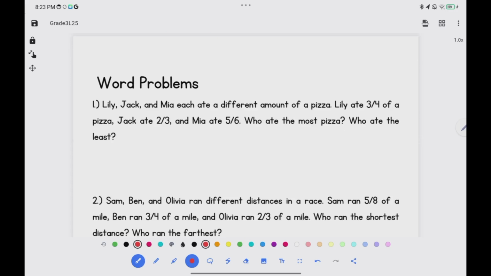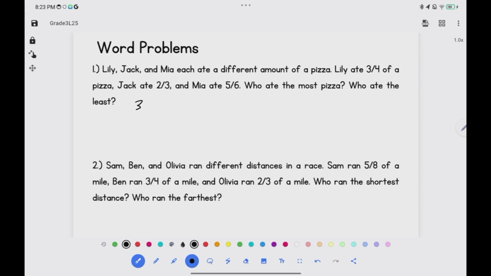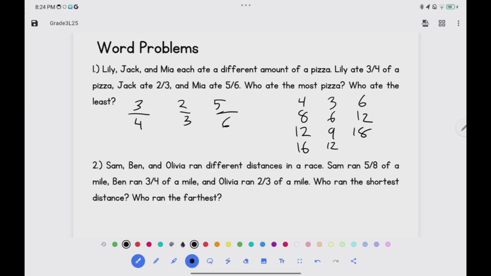Word problems. Jack, Lily, and Mia each ate a different amount of pizza. Lily ate 3/4 of pizza, Jack ate 2/3, and Mia ate 5/6. Who ate the most pizza? Who ate the least? Alright, so this is basically just another comparing fractions problem. Let's just write all these out. So, let's list out the multiples of 4, 3, and 6. 4, 8, 12, 16, 3, 6, 9, 12, and 6, 12, 18, 24. What do you see are the common numbers to the multiples of 4, 3, and 6? They are 12.